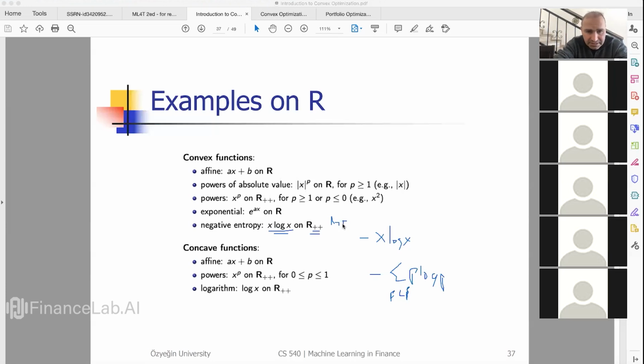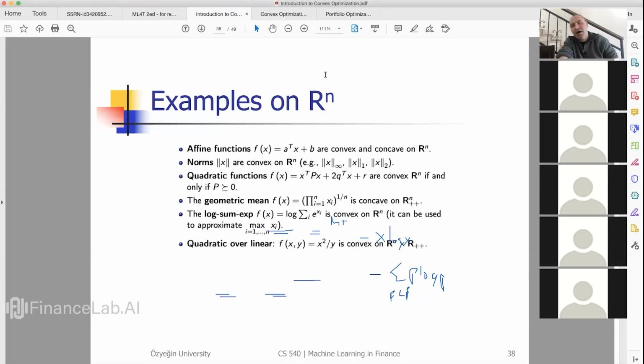For concave functions, an affine function is both convex and concave, so a linear combination is both concave and convex. Powers where p is between 0 and 1 are concave, and the logarithm is also concave. However, the negative logarithm is convex. So these are examples on the real space, and in Rn there are more examples.